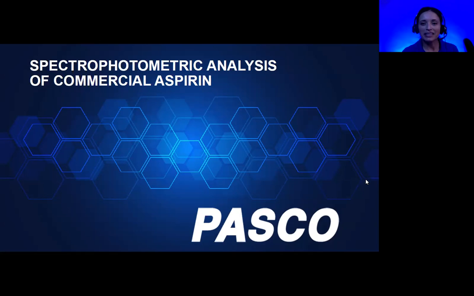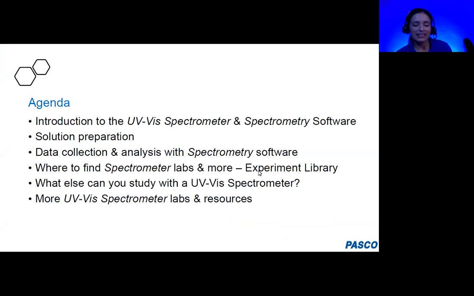I wanted to begin with sharing the agenda. First of all, we're going to show you the UV-Vis Spectrometer, PASCO's spectrometer that goes down to the UV and visible range, and also in the infrared range to study particles in solution or analyze light sources. We're also going to look at the spectrometry software, the app that's free that you use to connect to that spectrometer and do some analysis.